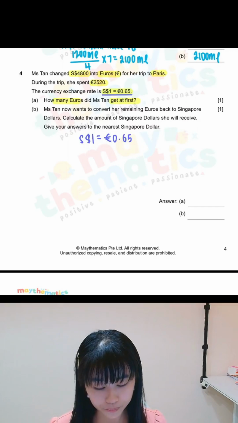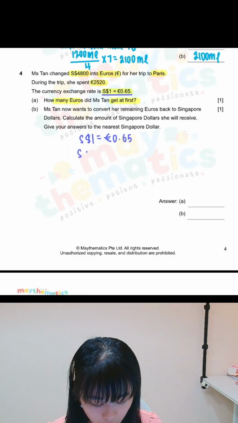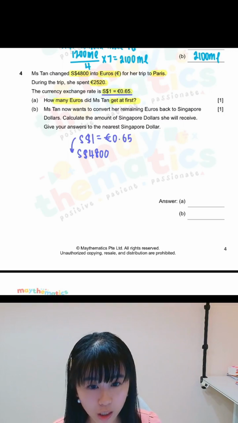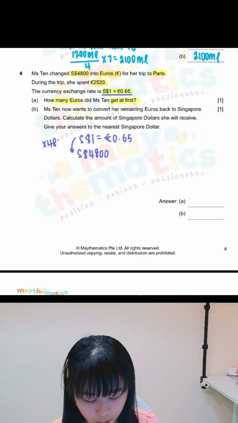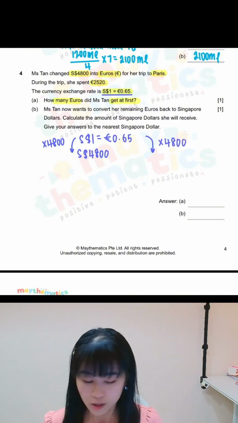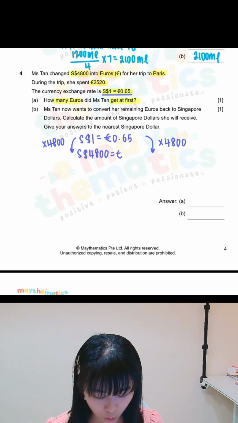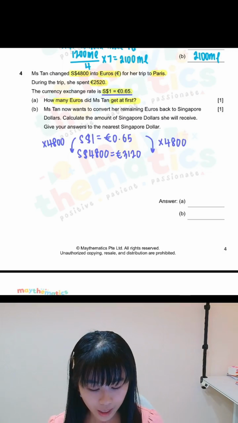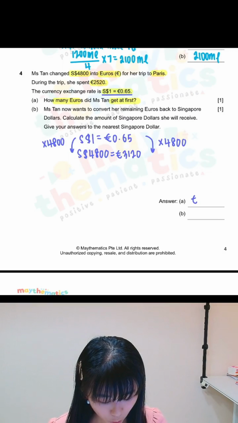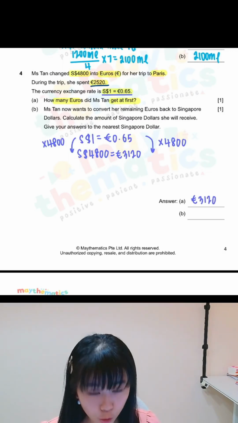Now at first she went to change Sing dollar 4800. So first, you find how much euro Sing dollar 4800 costs. From $1 to 4800, of course you just need to times 4800. This first step should be quite straightforward. So you have 0.65 times 4800. That's how you get euro 3120. So that's the first answer, euro 3120.